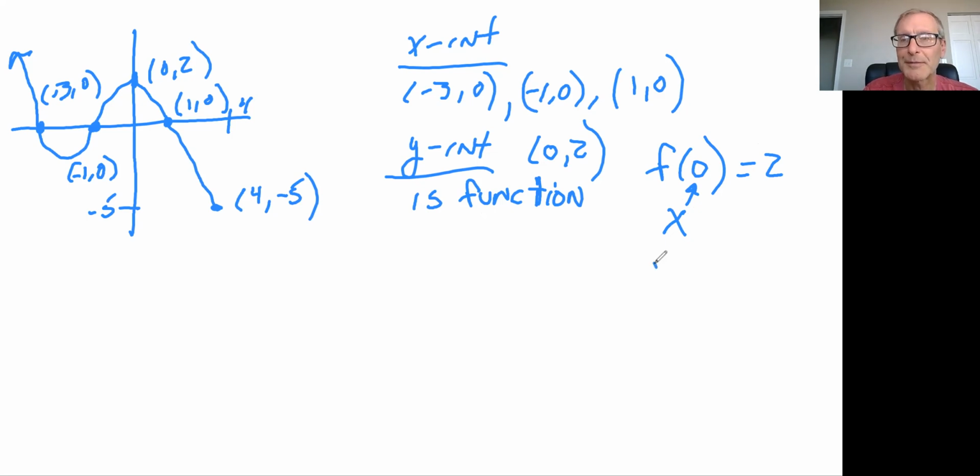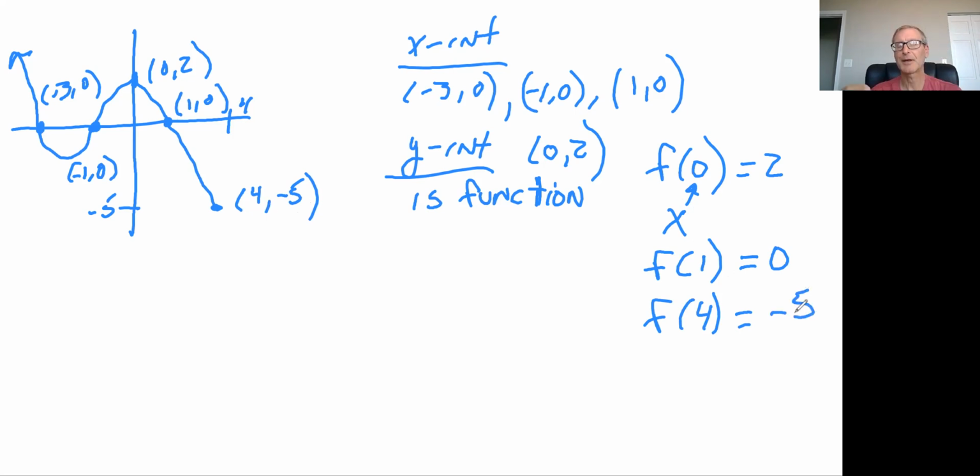So what would be, say, f of 1? So that would be x is 1, so y equals 0. Last one, what would be, say, f of 4? So here, x is 4, so y would equal -5. So see how to evaluate it?